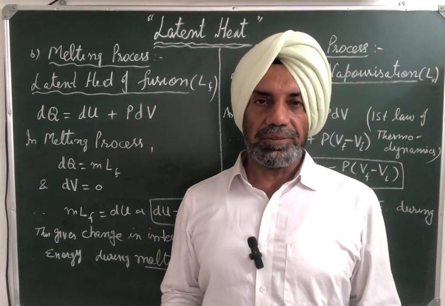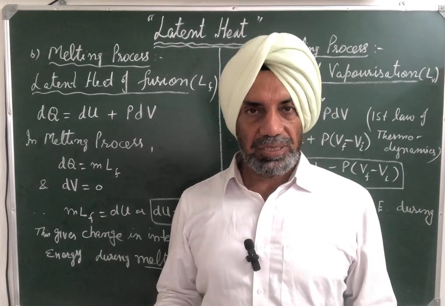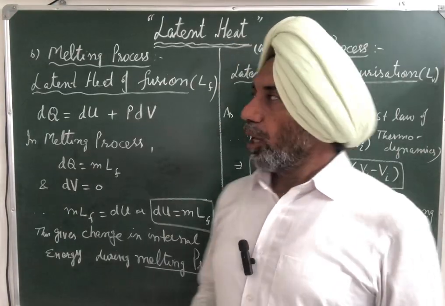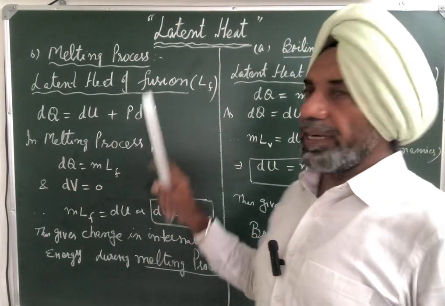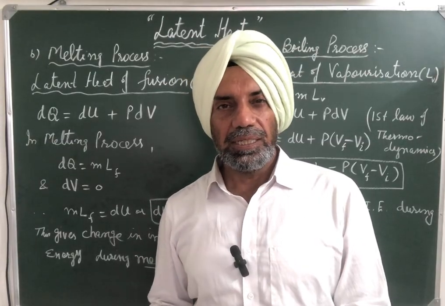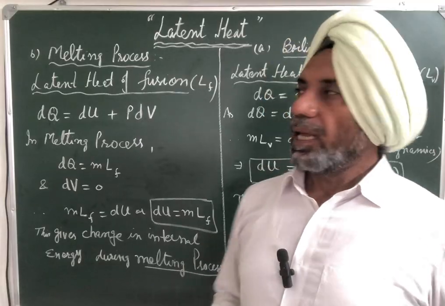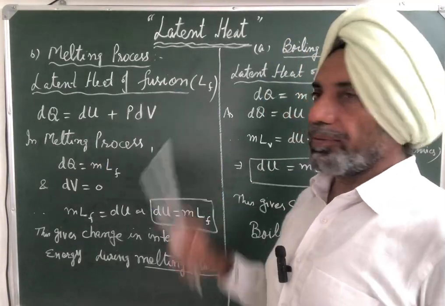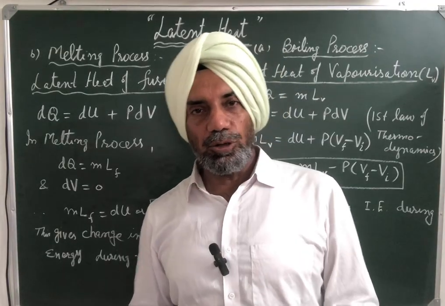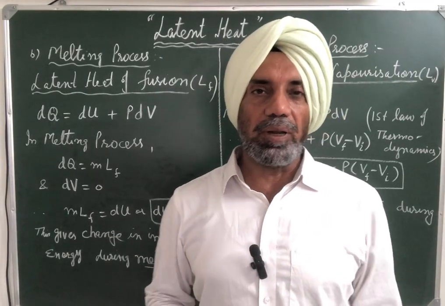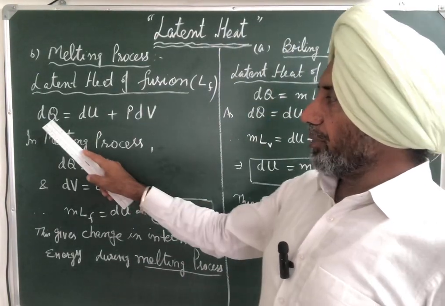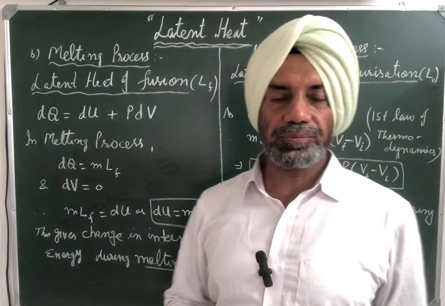When a solid is heated, it melts into liquid at a particular temperature called the melting point. Now at the melting point, the amount of heat required to convert unit mass of a solid into liquid at the melting point is known as latent heat of fusion, LF. Now when a solid melts into liquid, the change in volume is negligible. So from the first law of thermodynamics, we have dq = dU + p dV.